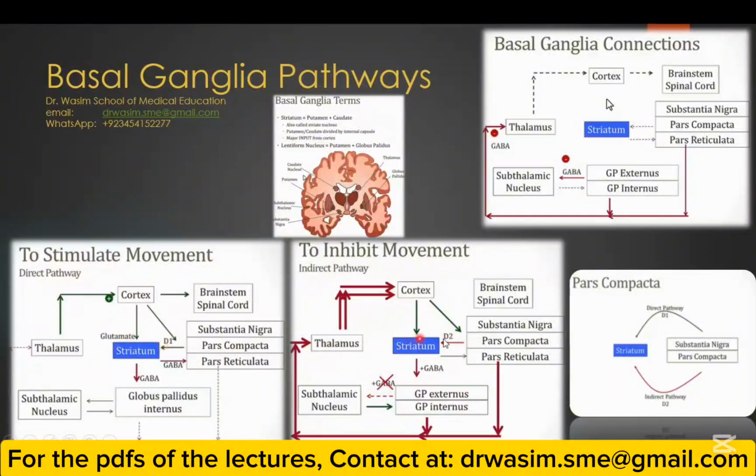Here it is D1, here it is D2. So this is what we have discussed. The pars compacta activates the striatum via D1 in the direct pathway, and the pars compacta stimulates the striatum in the indirect pathway via D2.